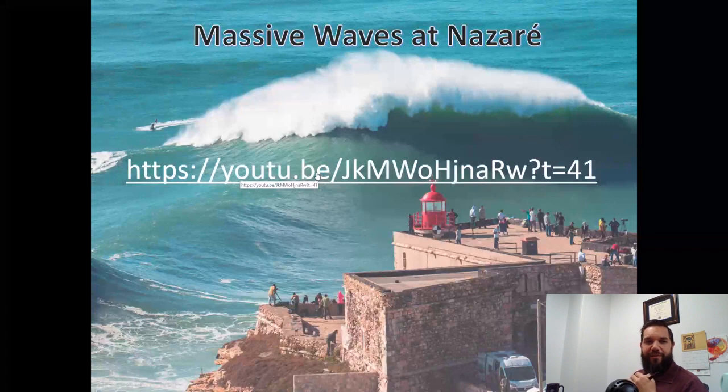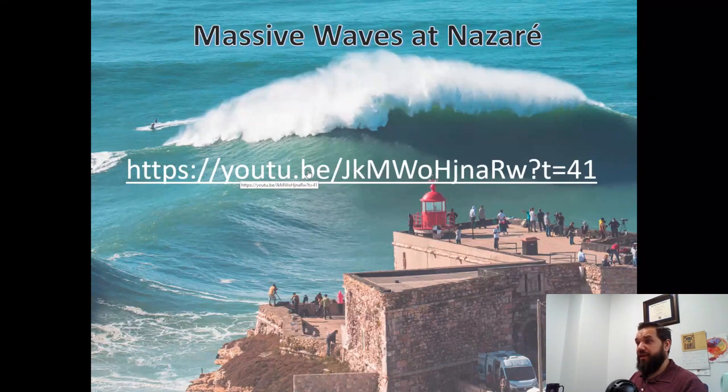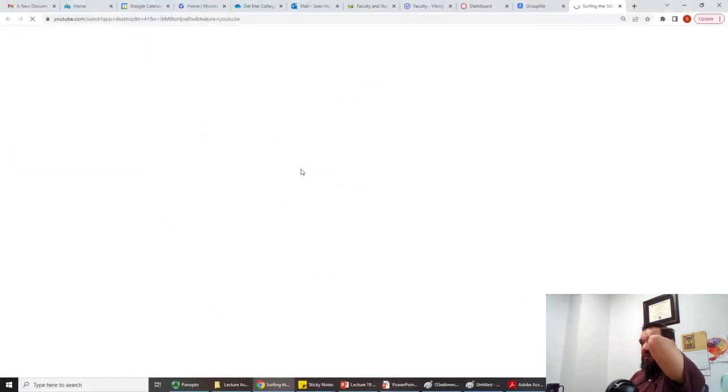Where are the biggest waves in the world in terms of surf waves? Sometimes you can get 50-foot waves actually hitting the shoreline. That's at Nazaré, Portugal. Okay, so we'll take a look at that. Pretty amazing waves.